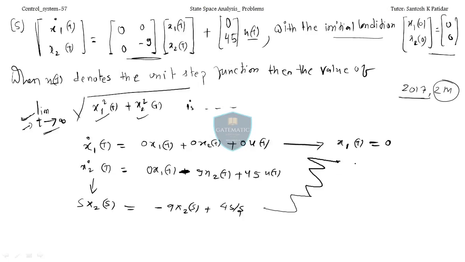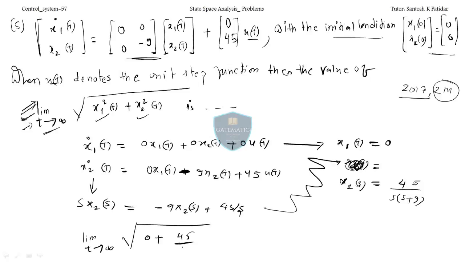So let's find the value of x2 now. When you find X2(s), I'm writing it for you, but don't convert into the time domain. The value I got is 45 divided by s plus 9. This is my value. Now we have to find this: limit t tends to infinity, x1 square is 0, plus 45 over (s plus 9) whole square, isn't it? No, this is in time domain and this is in frequency domain, so this is wrong.